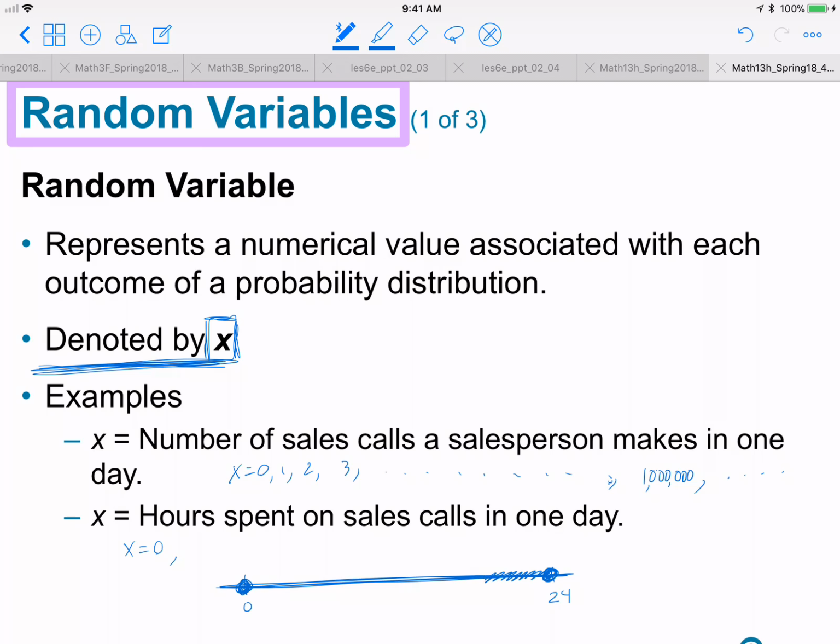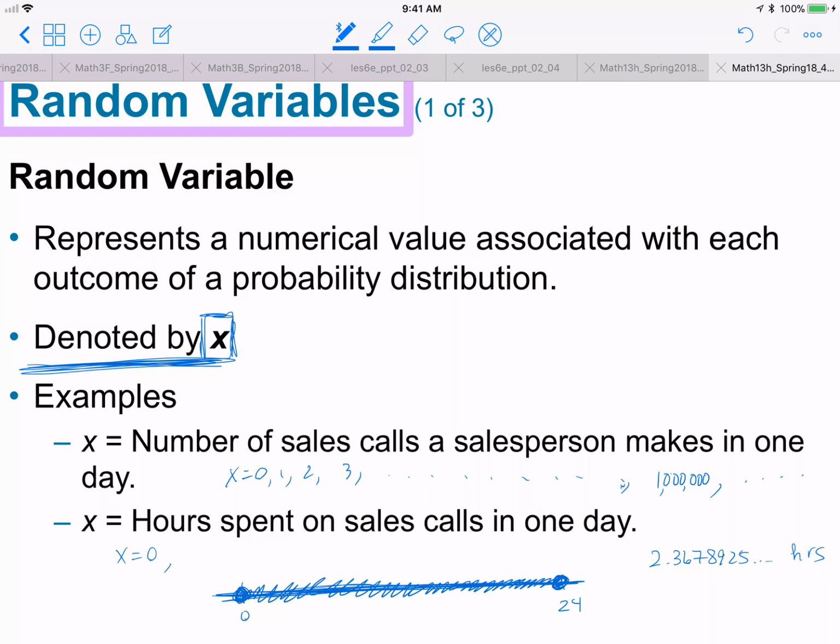So say you're on a phone call just continuously. You never get off the phone. You're on that phone 24 hours a day. Okay? And any number in between. So you could be on the phone for 2.367 hours, 2.368925, blah, blah, blah, hours, right? So how many hours can you spend on sales calls in one day? Any number in between 0 and 24.